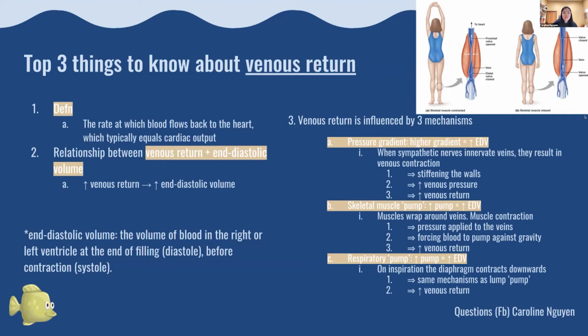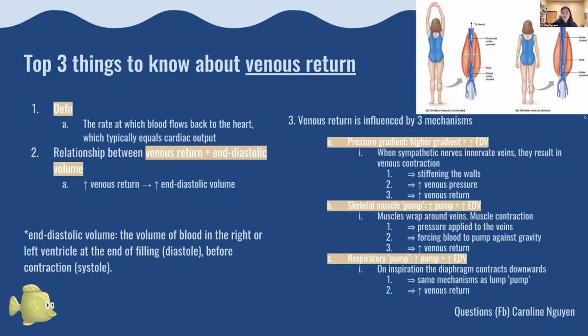The second thing is the relationship between venous return and end diastolic volume. So same thing here. If you've got more blood, end diastolic volume is the amount of blood that's in the ventricle at the end of filling just before contraction happens. So it's how much blood is in there to be pumped out. So you've got more blood there, you're going to get more blood being pumped out and then more venous return.